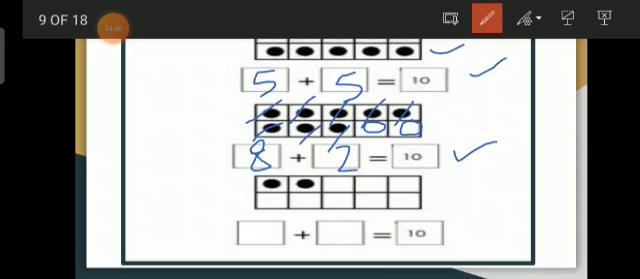Okay, look at the next one. We have 2 black circles and I am going to draw more. 3, 4, 5, 6, 7, 8, 9, 10. Okay, how many more have I drawn? 1, 2, 3, 4, 5, 6, 7, 8. Yes, 8 blue, 2 black, 8 blue give us altogether the answer 10. Okay.